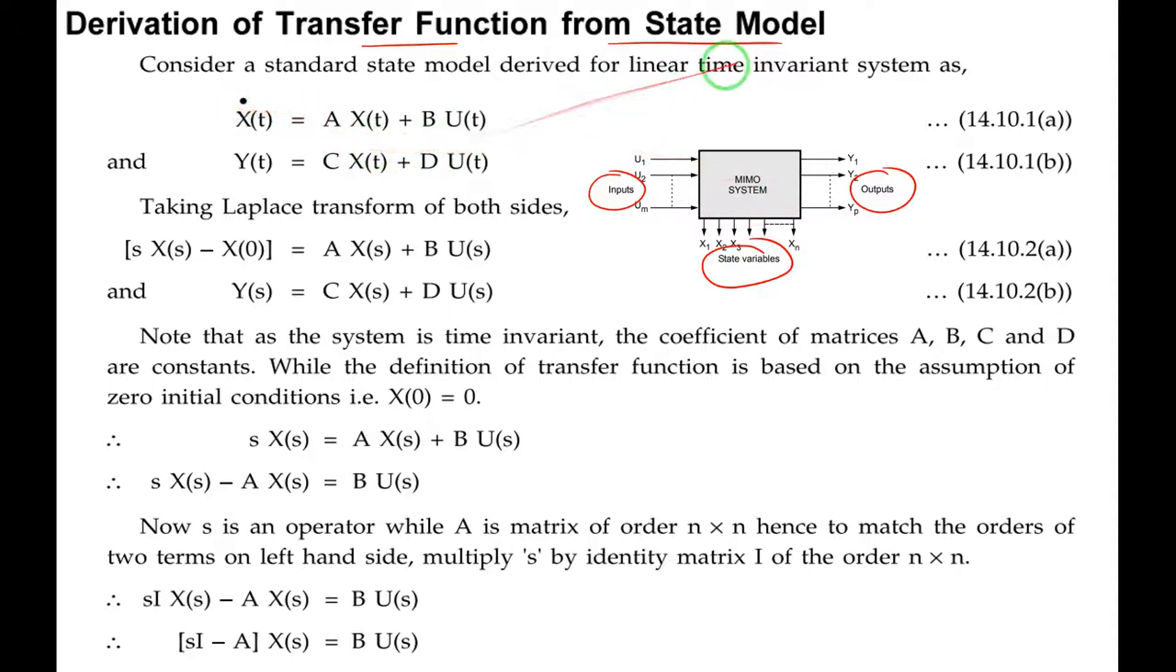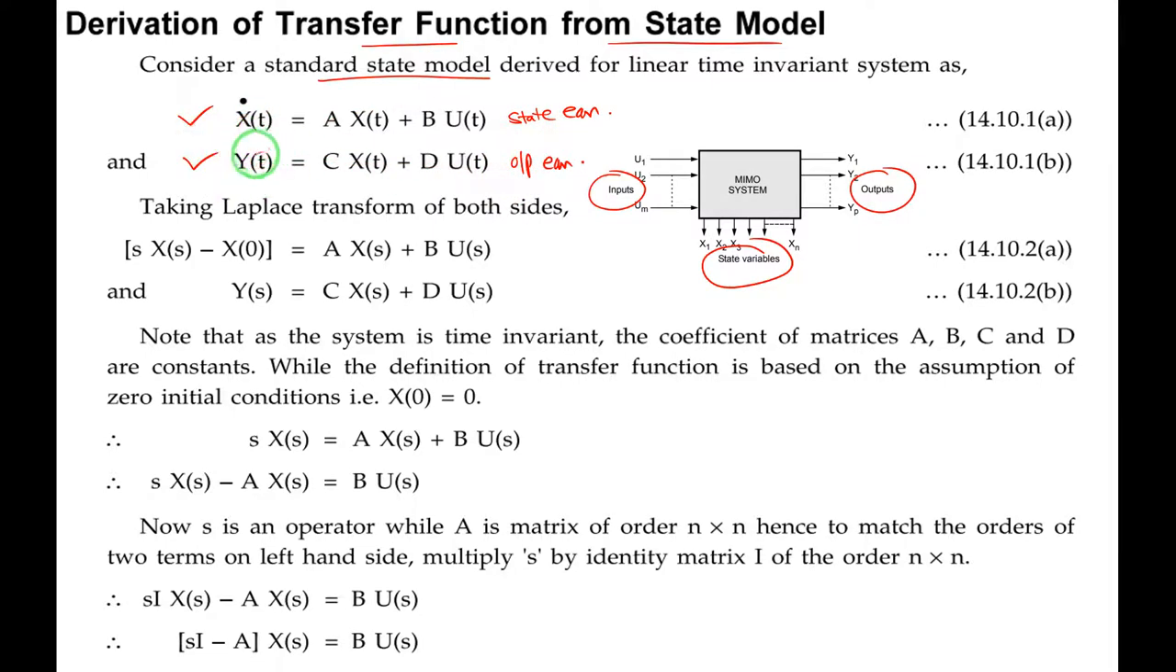So the state model has both the state equation as well as the output equation. This is the state equation: x dot of t equal to ax plus bu, and this is the output equation: y of t equal to cx plus du. First write down the state model, because we are deriving from it. Consider the standard state model having both the state equation and output equation we have written.